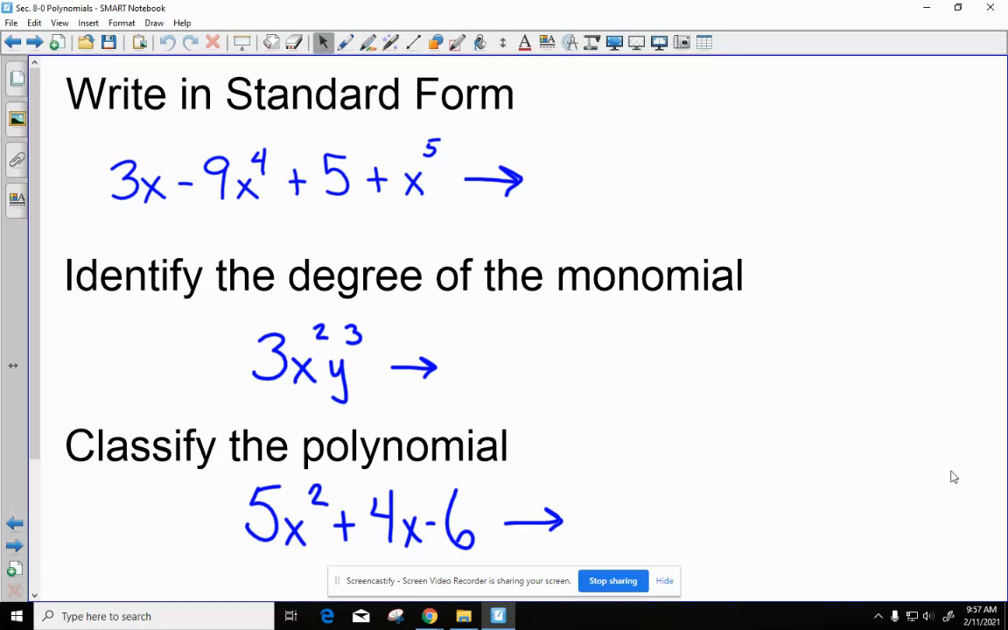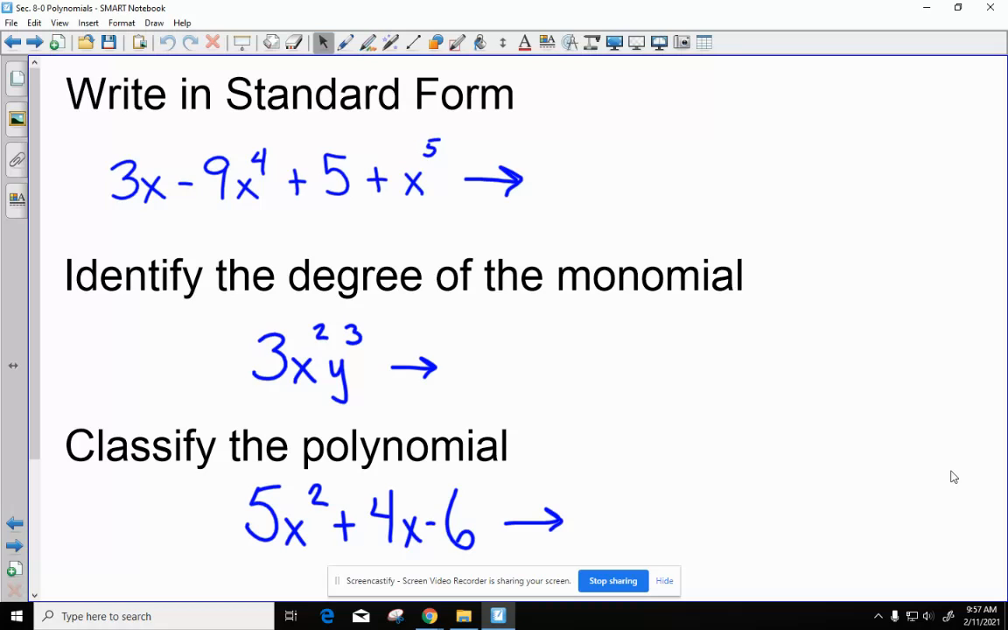To identify a degree of a monomial, any idea what that means? Where are you pulling 1 from? A prefix mono meaning 1. So the question would be 1 what? 1 number.